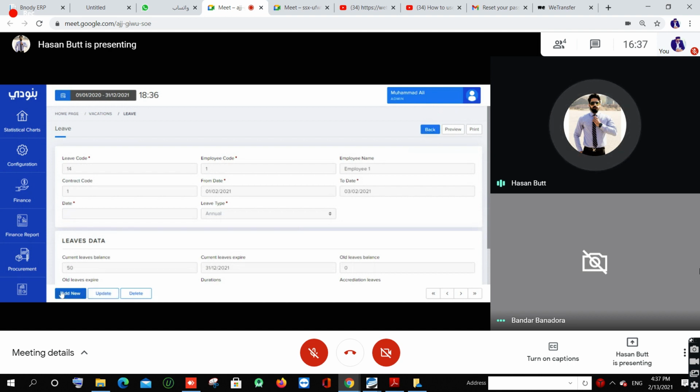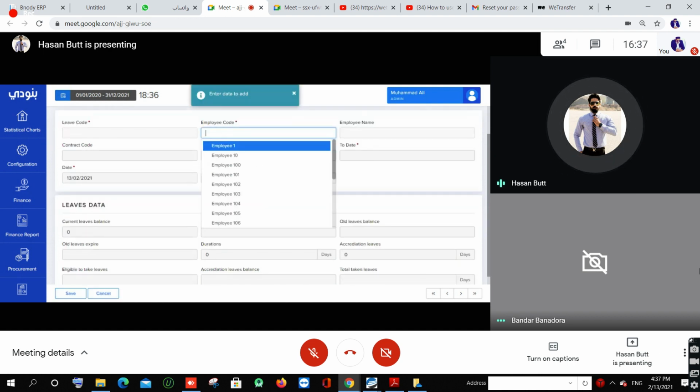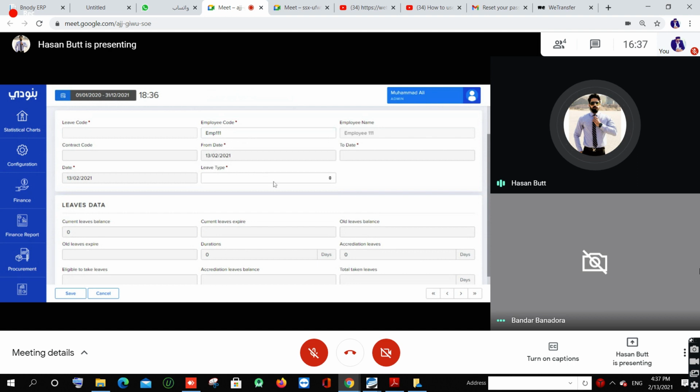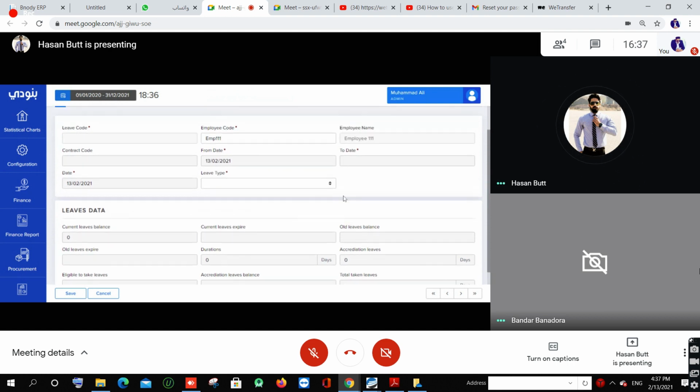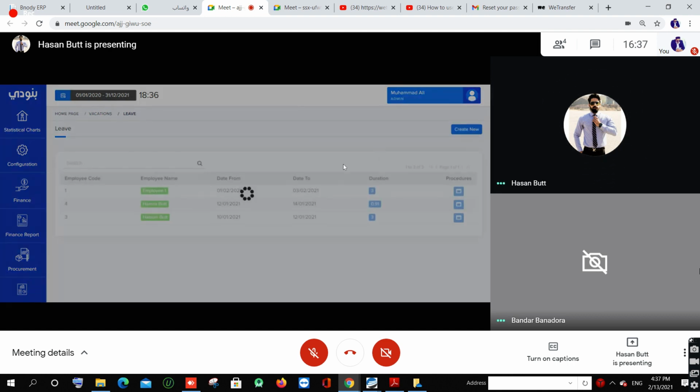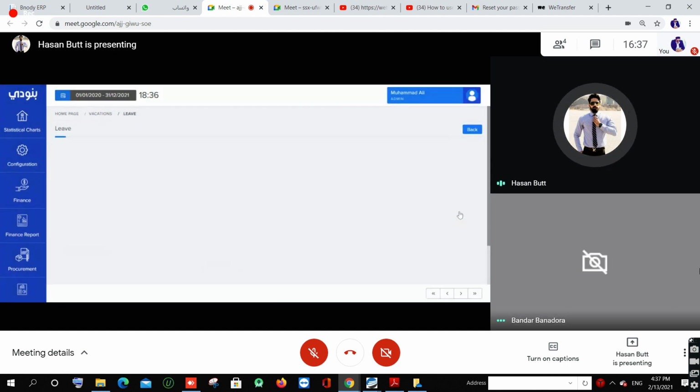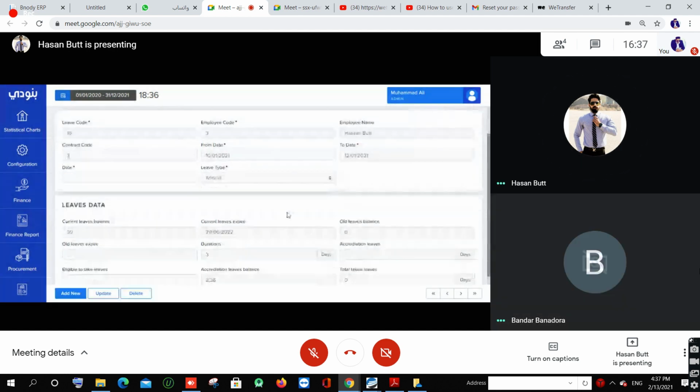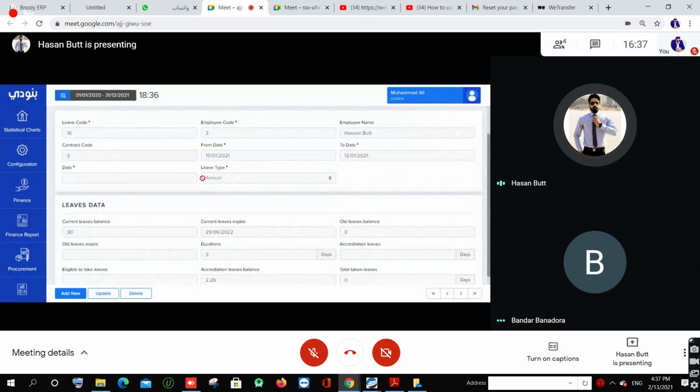You can also create a new one. You can add the employee, and after that you can apply the leave type as well, which can be injury leave, sick leave, urgent leave, or annual leave, which we have added. So it is very easy. And this is Hassan, and we have added the annual leave.